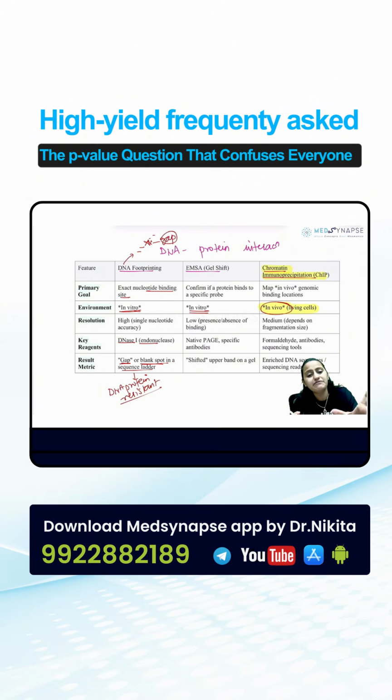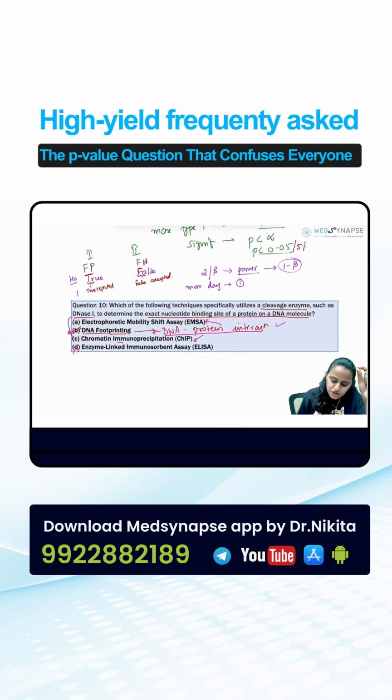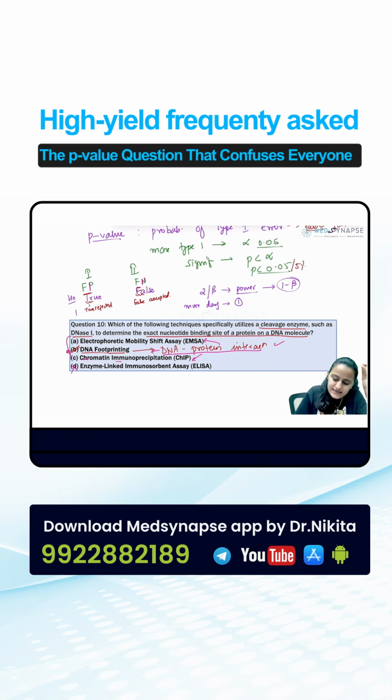So what is DNA footprinting? Wherever there is DNA protein interaction, it leaves a footprint, like a gap in the ladder that you get after cleaving that DNA with the DNase. Look at the question now. Which of the following techniques specifically utilizes a cleavage enzyme, DNase, to determine the exact nucleotide binding site of a protein on a DNA molecule? That is DNA footprinting.